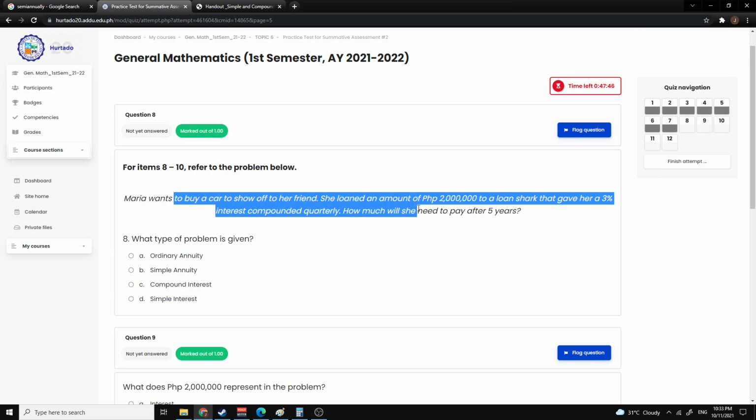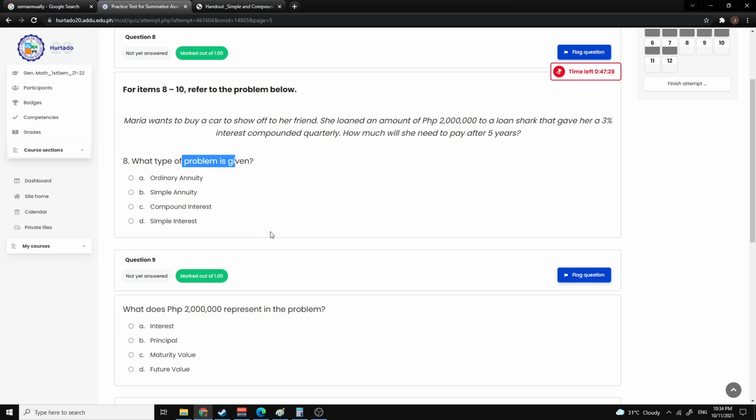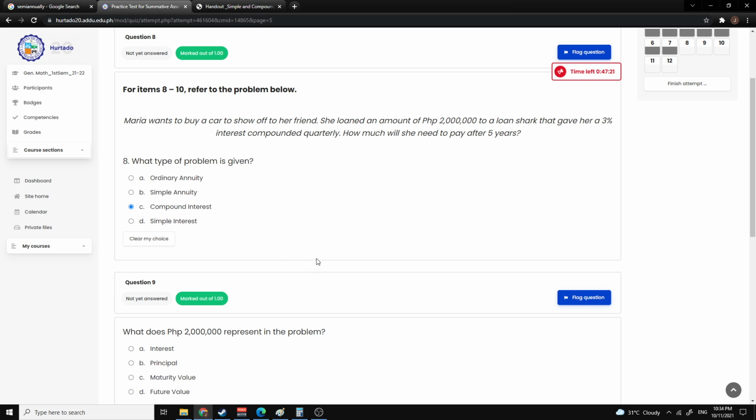Okay, Maria wants to buy a car, to show off to her friend. She loaned an amount of PHP 2 million pesos to a loan shark that gave her a 3% interest compounded quarterly. How much will she need to pay after 5 years? Okay, so what type of problem is this? Compounded quarterly. So a 3% interest compounded quarterly. So this is a compound interest.